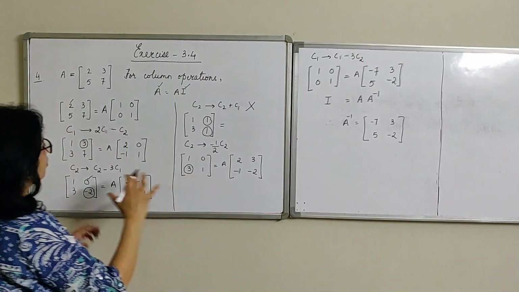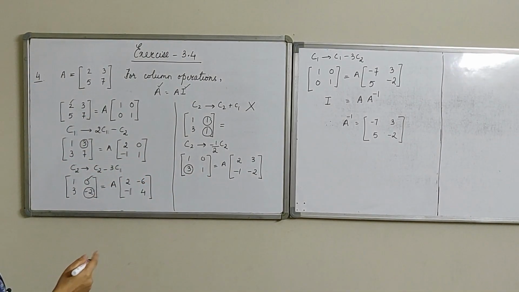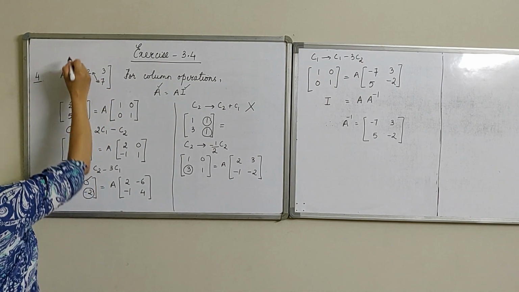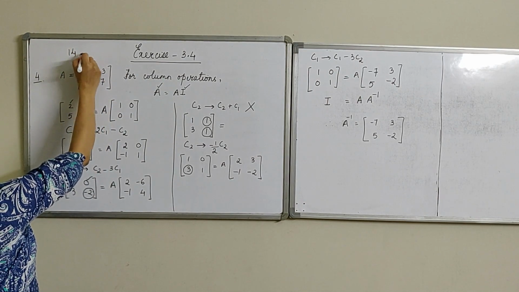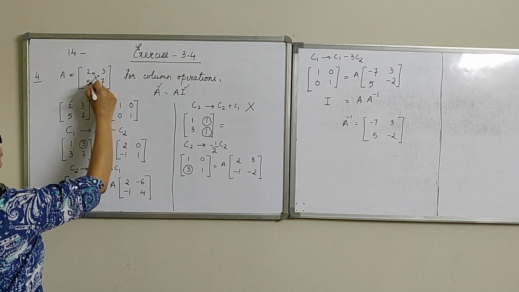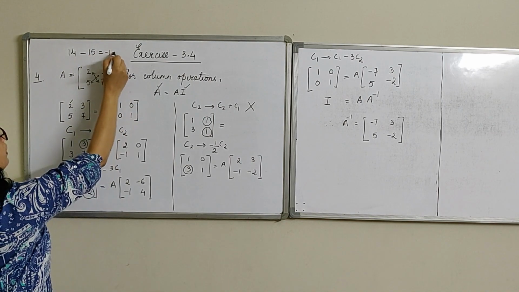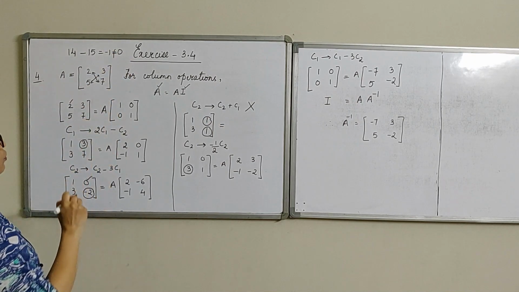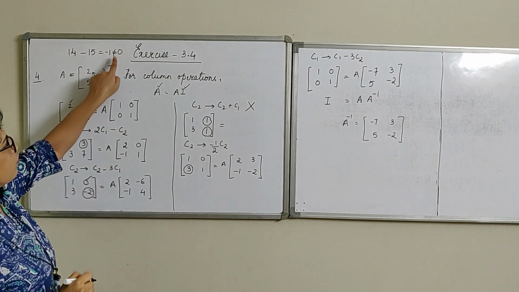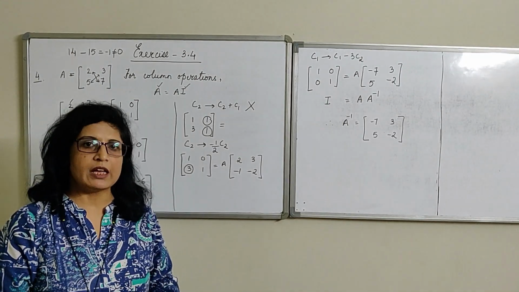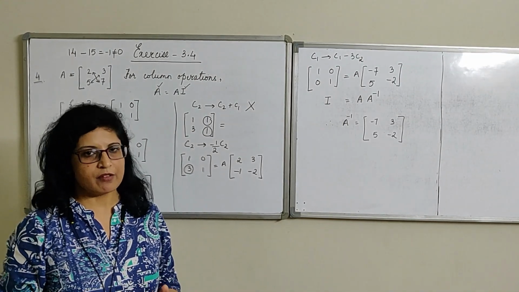Now, before you started performing the column operations, you could have checked in the beginning here. 2 into 7, 14, minus 5 into 3, 15, which is minus 1 and is not equal to 0. So if a value is obtained which is not 0, then before performing column operations, we are very sure that the inverse of the matrix can be found.